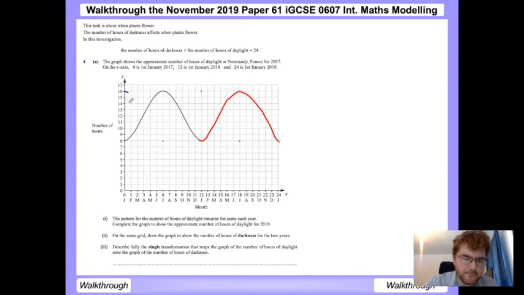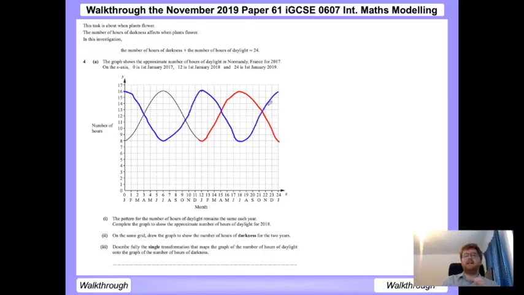So I'm going to try and draw as well as I can. A bit tricky on a computer, but I think that's not too bad. That's a little bit strange in the middle, but otherwise you see the effect that's going on.